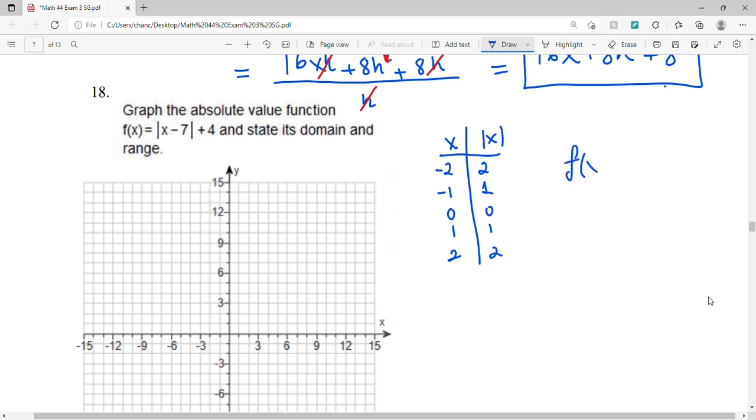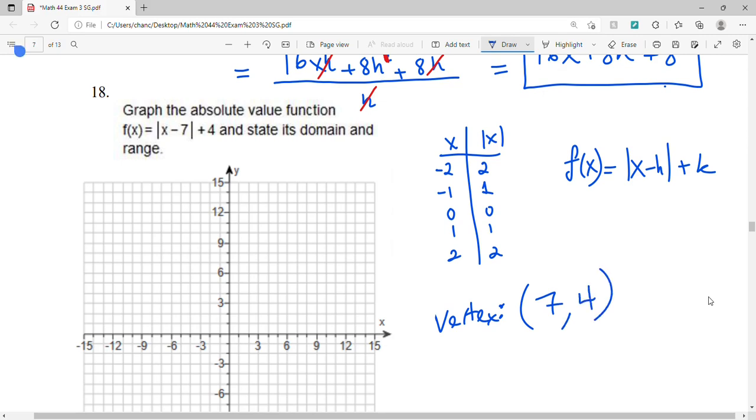Recall the vertex form for an absolute value graph is the absolute value of x minus h, plus k. For this problem, the vertex is positive 7 and positive 4. So we'll start by graphing 7, 4, and that's the point (7, 4). This parent graph tells me the directions. So start from the vertex always, go left 2, up 2. That's our second point.